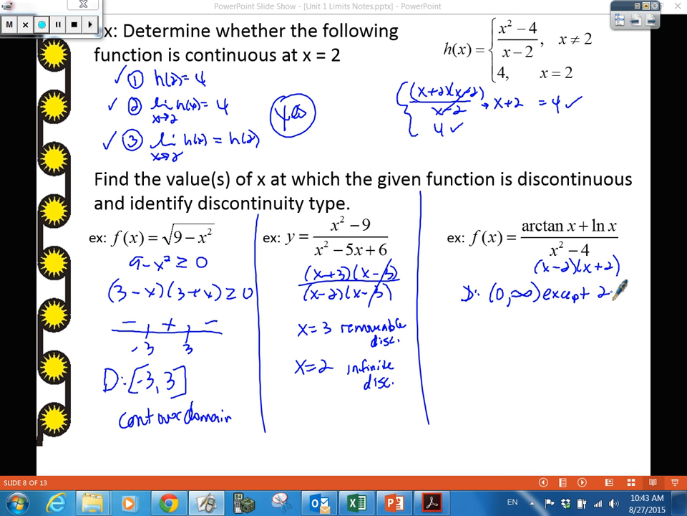So it's basically continuous over its domain except at 2. And what is happening at 2? What's happening at x equals 2? An infinite discontinuity. Okay? All right, how are we on this? Everybody okay?